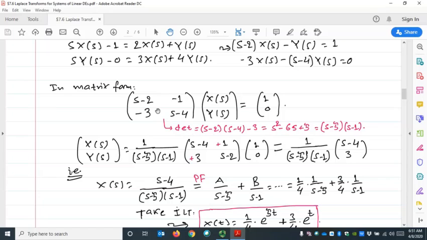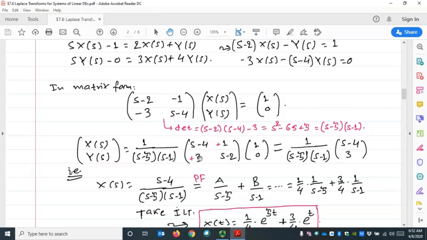For the determinant we multiply this diagonally, and then minus we multiply this diagonally, which turns out to be a quadratic in variable s. And we factor, we have these two factors. Then capital X, capital Y equals 1 over the determinant. And on the matrix here, we switch the positions from this coefficient matrix. S minus 4 goes here, s minus 2 goes here.